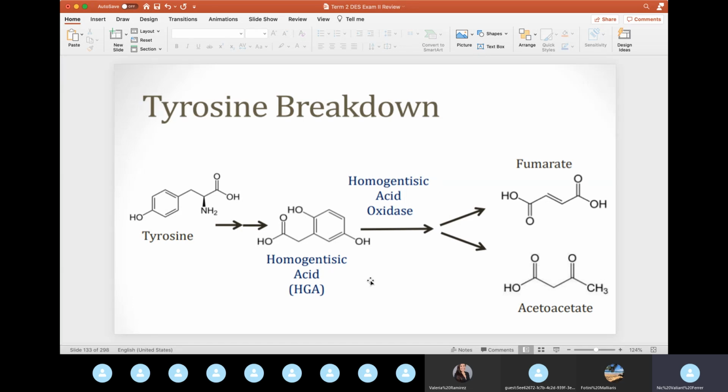You can have dark connective tissue, basically. And this is a path, arthritis. From tyrosine, it can be converted to fumarate. Fumarate can go to your TCA cycle.